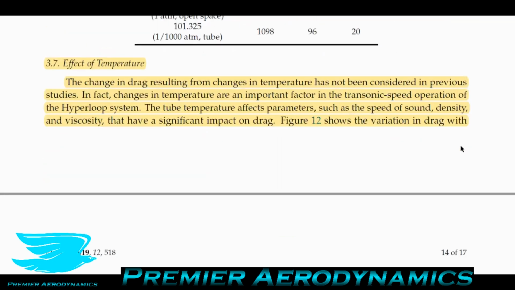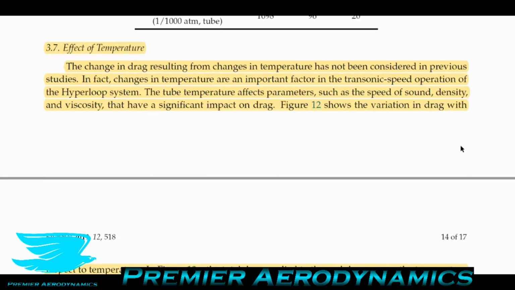So let's look at the effect of temperature. So the Hyperloop system will be operating at different temperatures. The change in drag resulting from changes in temperature has not been considered in previous studies. In fact, changes in temperature are an important factor in the transonic speed operation of the Hyperloop system. Why is that, you ask?